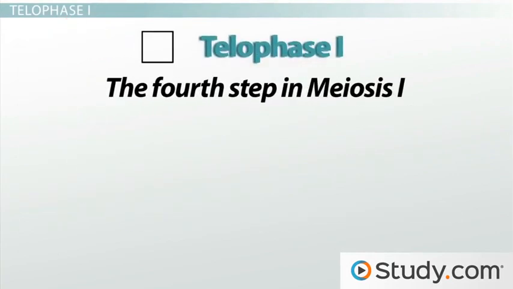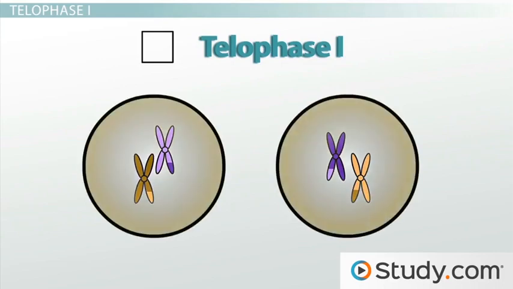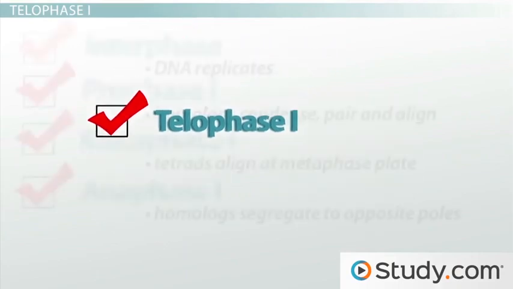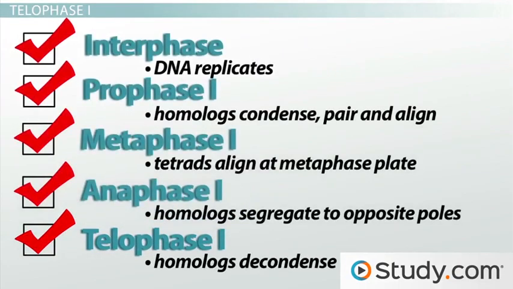Telophase 1 is the fourth and final step of meiosis 1. During telophase 1, the nuclear membrane reforms and the chromosomes decondense in most organisms. Telophase 1 is accompanied by division of the mother cell into two daughter cells. This marks the end of meiosis 1.